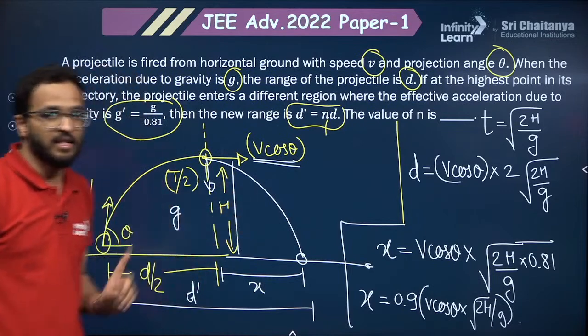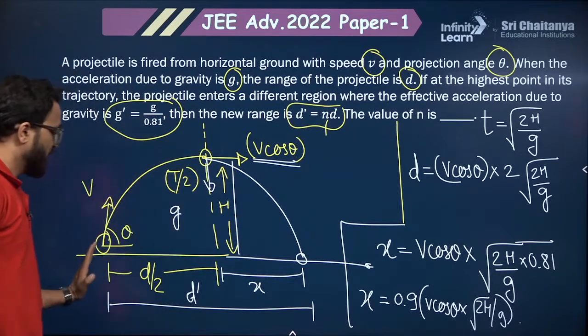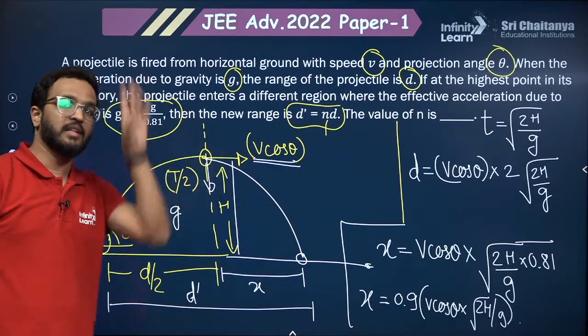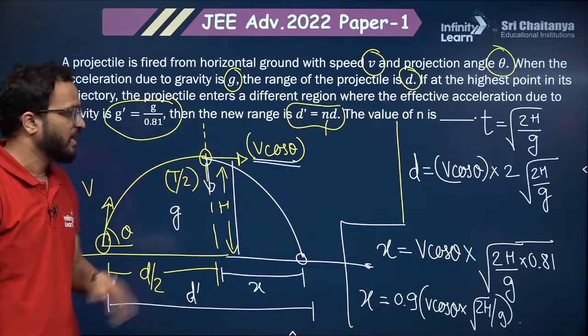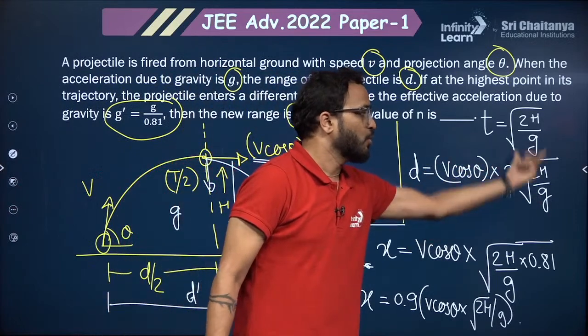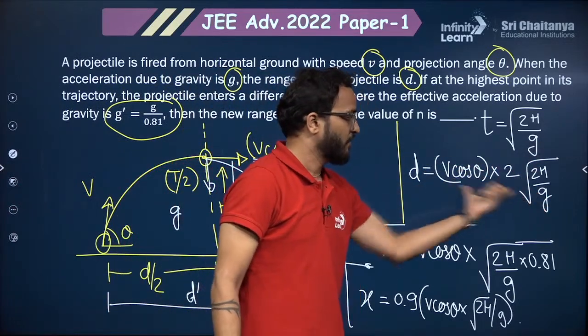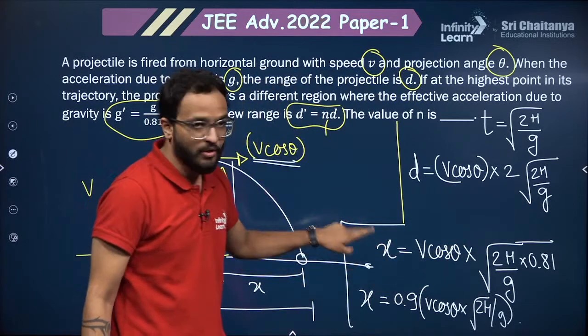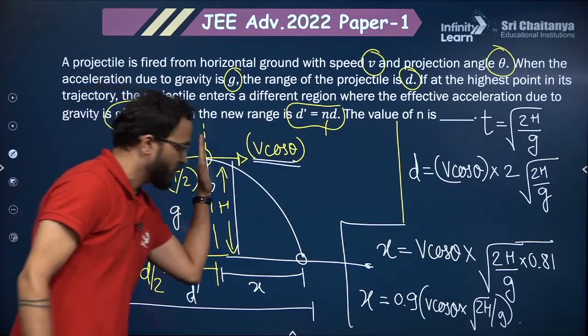So if I consider that there is no change in the value of g and the complete motion is under the same constant acceleration due to gravity, then you can say the range will be v cos theta into twice the time to go up, right? So this is the first equation, and then in order to find out x, what is it? The distance from here, right?